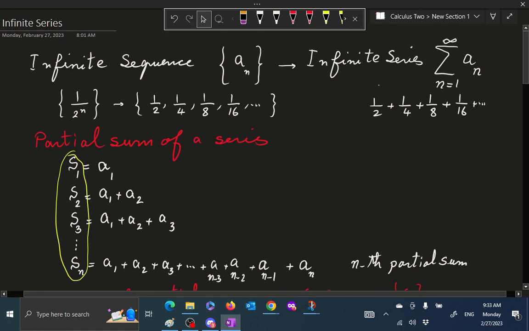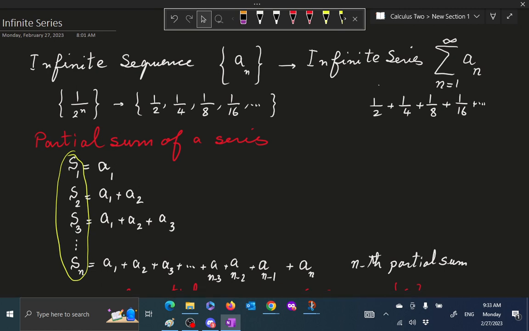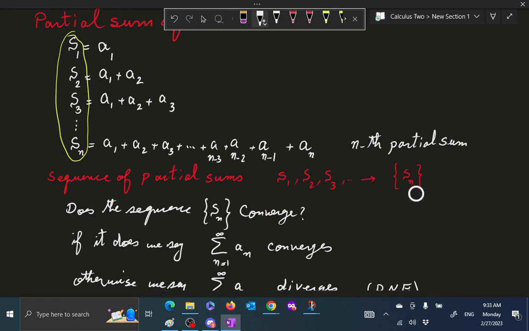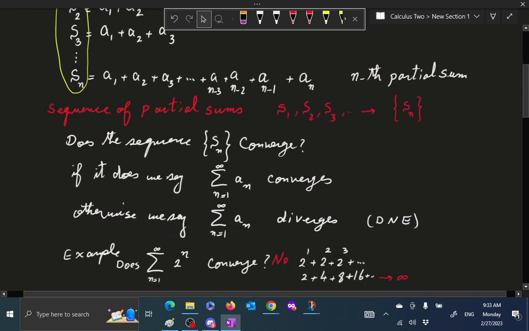The issue that comes up is, does this thing make sense? Does it converge to anything? Does it do something else? To investigate that, we created the concept of partial sum of a series. So we attempt to do this summation a few terms at a time and see what happens. When we do that, we create another sequence called the sequence of partial sums. If this sequence converges, then we say our series converges. So if our sequence of partial sums converges, we say our series converges.